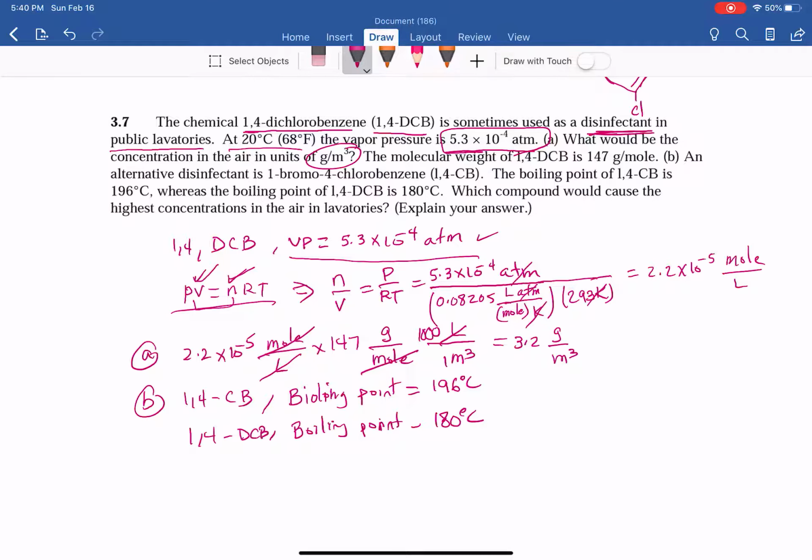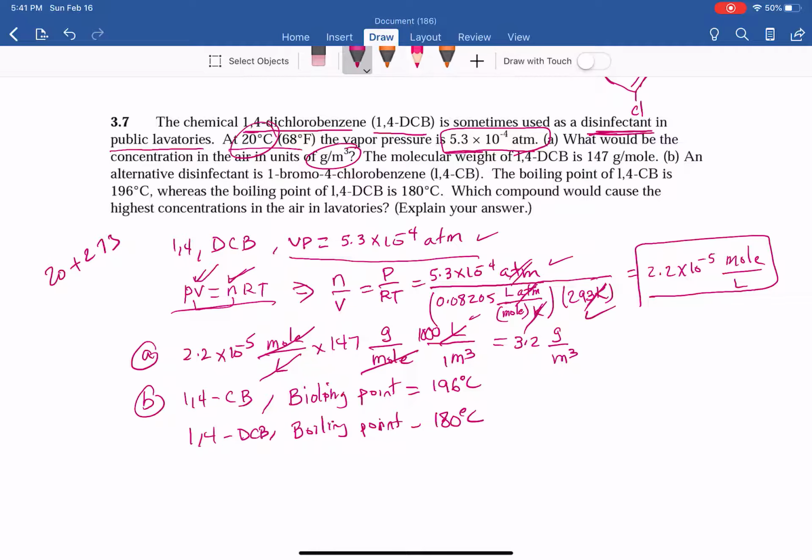The pressure is the vapor pressure, and R, of course, we know, is the R that we used a lot, in liter atmospheres per mole Kelvin, and the temperature is in Kelvin. So 20 plus 273, and that is 293 Kelvin. So Kelvin with Kelvin, atmospheres with atmospheres, you're going to get mole per liter, and that is the concentration in mole per liter. But that's not what he wants. He wants gram per meter cube.